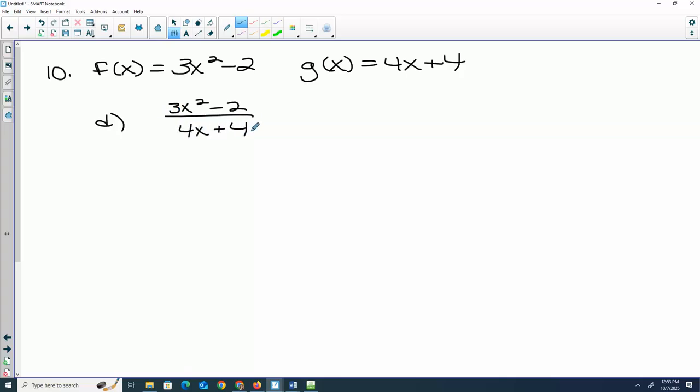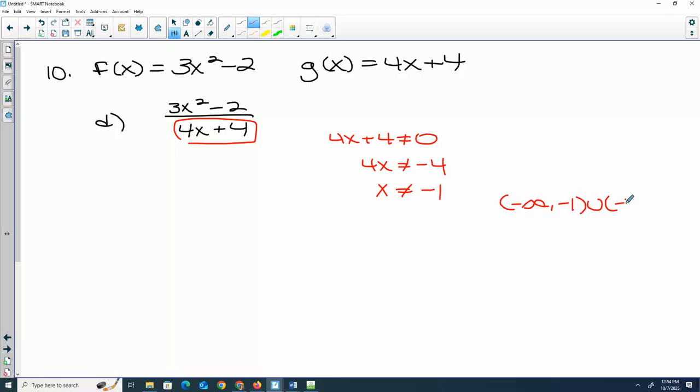With domain, there's two things we have to worry about. Radicals and fractions. If we have a fraction, what has to be true? Or what can't happen? Maybe I should ask. 4x plus 4 cannot equal 0. The bottom of a fraction can never be 0. So 4x can't be negative 4, so x can't be negative 1. Now on the test, I would expect you to then write this in interval notation. So what would we write? Negative infinity to negative 1, and negative 1 to infinity.